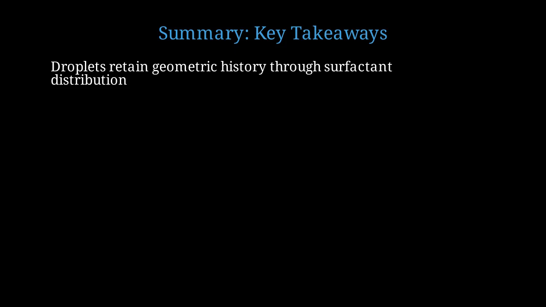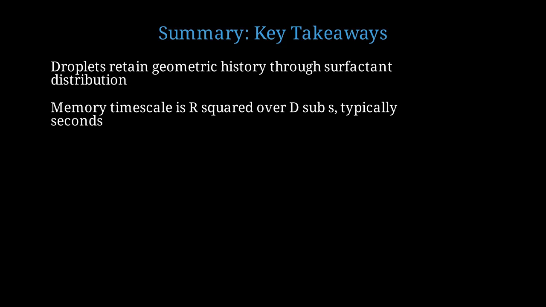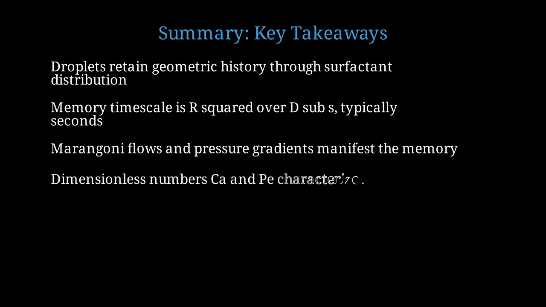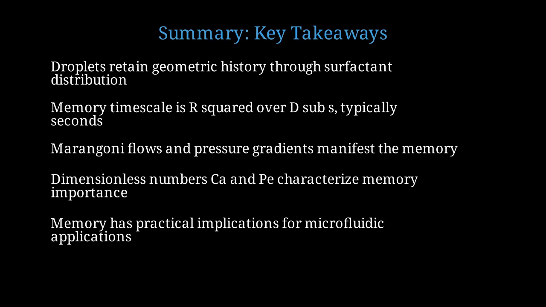Let me summarize the key concepts we've explored. Droplets remember their past through non-uniform surfactant distributions that take time to relax. The memory timescale is set by surfactant diffusion and is typically on the order of seconds for microfluidic droplets. Memory manifests as internal Marangoni flows and pressure gradients that alter droplet dynamics. The capillary number and surfactant Péclet number tell us when memory effects are significant. Understanding and controlling memory is crucial for reliable operation of microfluidic devices in chemistry, biology, and medicine.